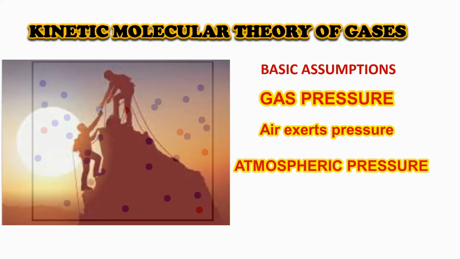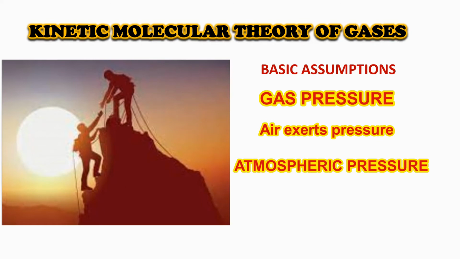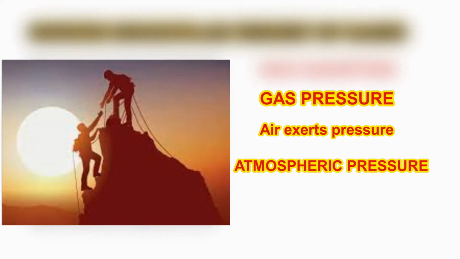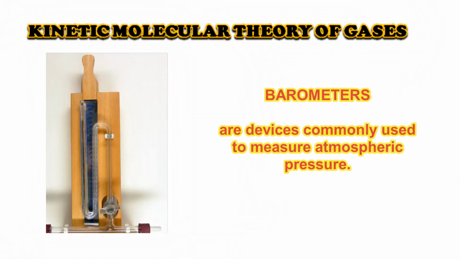Atmospheric pressure decreases as you climb a mountain because the air layer around Earth thins out as elevation increases. Barometers are devices commonly used to measure atmospheric pressure. This pressure is dependent on weather. The SI unit of pressure is the Pascal. Atmospheric pressure at sea level is about 101.3 kilopascal. Two other units of pressure are millimeter of mercury and atmospheres.